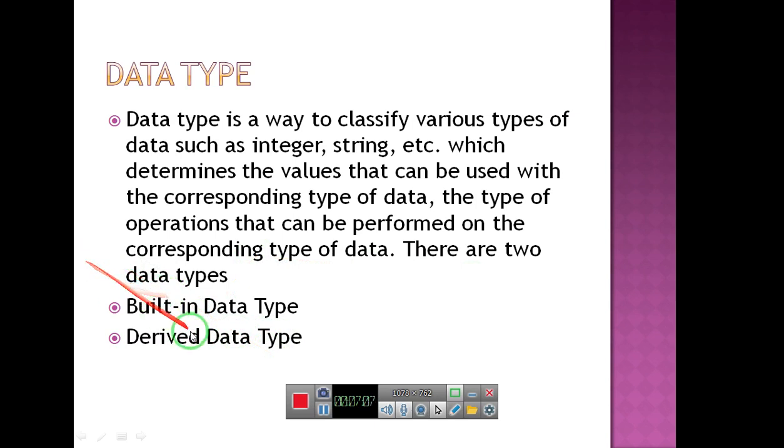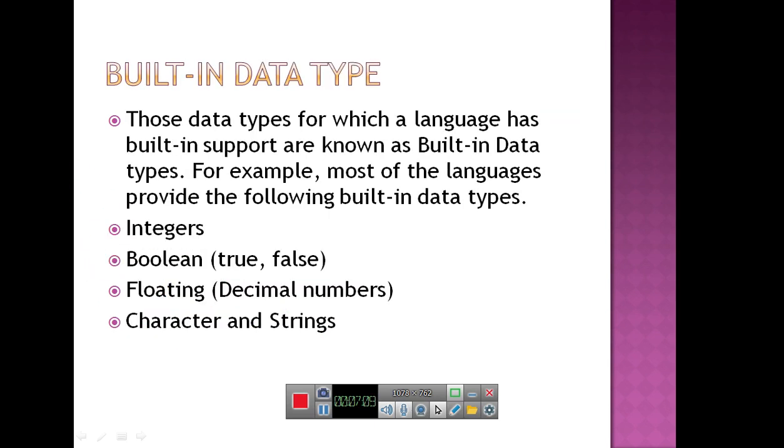So we will see briefly, one by one, what a built-in data type is. Those data types for which a language has built-in support are known as built-in data types. For example, most of the languages provide the following built-in data types: integer, boolean, floating, character. These are the standard ones that are inserted in any programming language by default. By default means they are included at the time of production. So we have some basic things which have to be there.